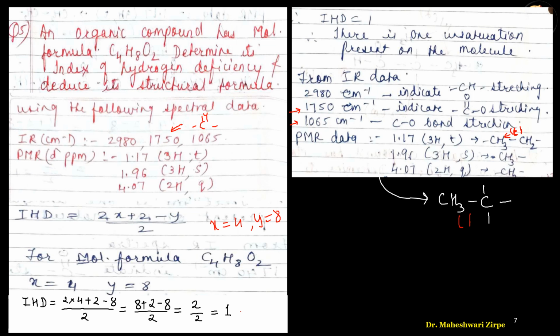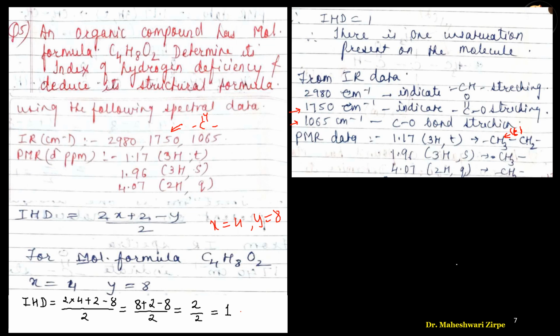Okay, the next value is what? 4.07, 2 hydrogen showing quartet. So there is a CH2 showing quartet. Quartet means it must be attached with the CH3 group, or there must be two CH2 groups. Then only it can show quartet. Either CH and CH2 group on both the sides or only a single CH3 group. So let us see now, using our molecular formula, whether we can connect all these dots and find out the molecular structural formula that we will be getting.